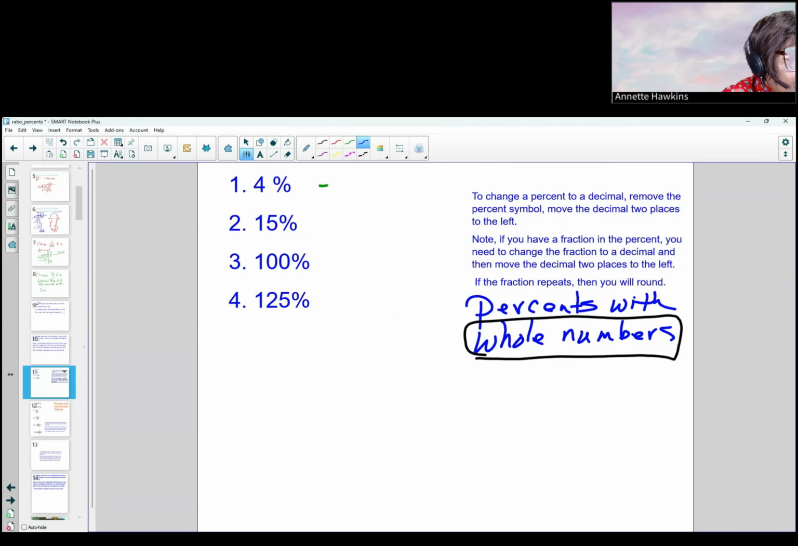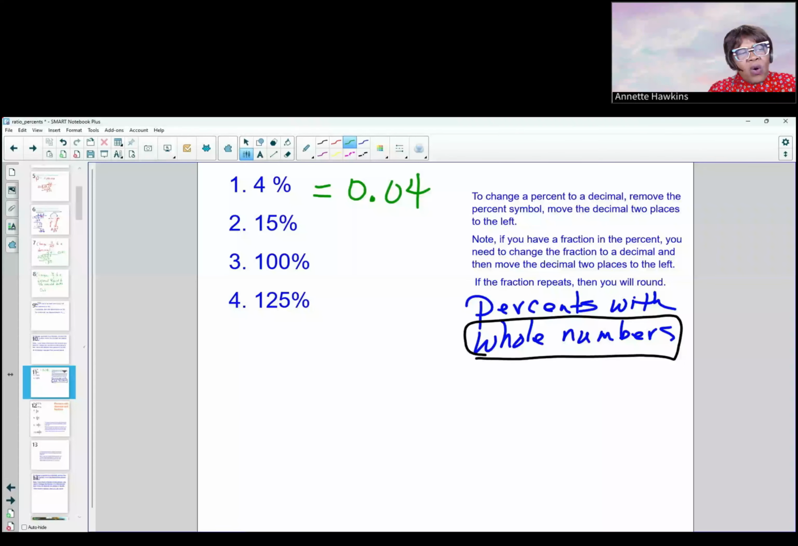All right, so I'm going to remove the percent symbol. This is 4. And I'm going to move the decimal 2 places to the left. So the decimal is here, 1, 2. Okay, so this is 0.04. So 4% is 4 hundredths.